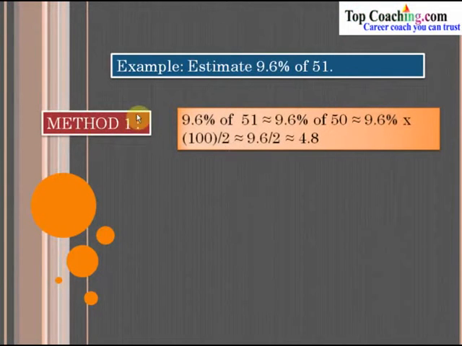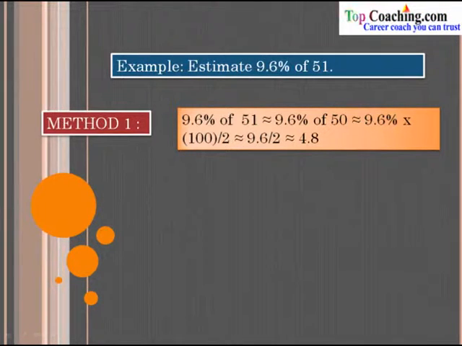Now there are two methods. The first method: 9.6% of 51 is approximately equal to 9.6% of 50. Now we have rounded off the value of 51 to 50. Now 50 could be written as 100 by 2. So this could be further written as 9.6% into 100 by 2. 9.6% is equal to 9.6 divided by 100. The 100 and 100 get cancelled, and this would be approximately equal to 9.6 divided by 2. Now 9.6 divided by 2 is equal to 4.8. So the approximate value of 9.6% of 51 comes out to be 4.8.